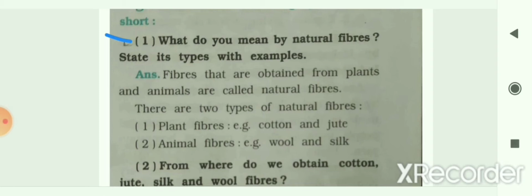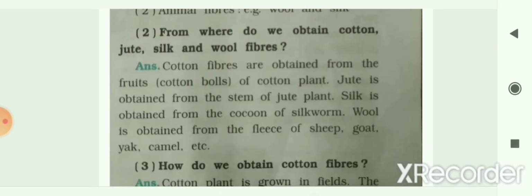The next question, from where do we obtain cotton, jute, silk and wool fibers? So cotton fibers are obtained from the fruits, that is cotton bolls, of the cotton plant. Jute is obtained from the stem of the jute plant, and silk is obtained from the cocoon of the silkworm, whereas wool is obtained from the fleece of sheep, goat, yak, camel, etc. So these are the sources of these fibers.